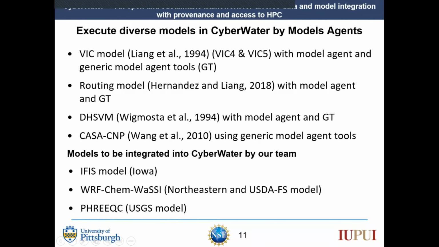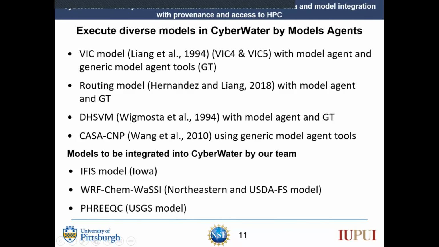In terms of the VIC model, we have VIC model version 4 and VIC model version 5 integrated into CyberWater. By the way, for those of you who are not familiar with it, VIC is a land surface model and also a macro-scale hydrologic model. We have the routing model integrated into CyberWater through both ways, model agent and generic model agent tools, GT. And the DHSVM model is also integrated into the system.